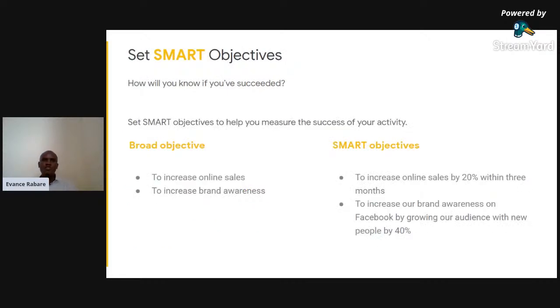So how do you set a SMART objective? To help us understand that, we have broad objectives and SMART objectives. One broad objective is to increase online sales, but the SMART objective is to increase online sales by 20% within 3 months. So there is the aspect of 20%, that is the amount, and the period. To increase brand awareness is a broad objective, but the SMART objective is to increase our brand awareness on Facebook, which is the platform, by growing our audience with new people by 40%. So that is specific.